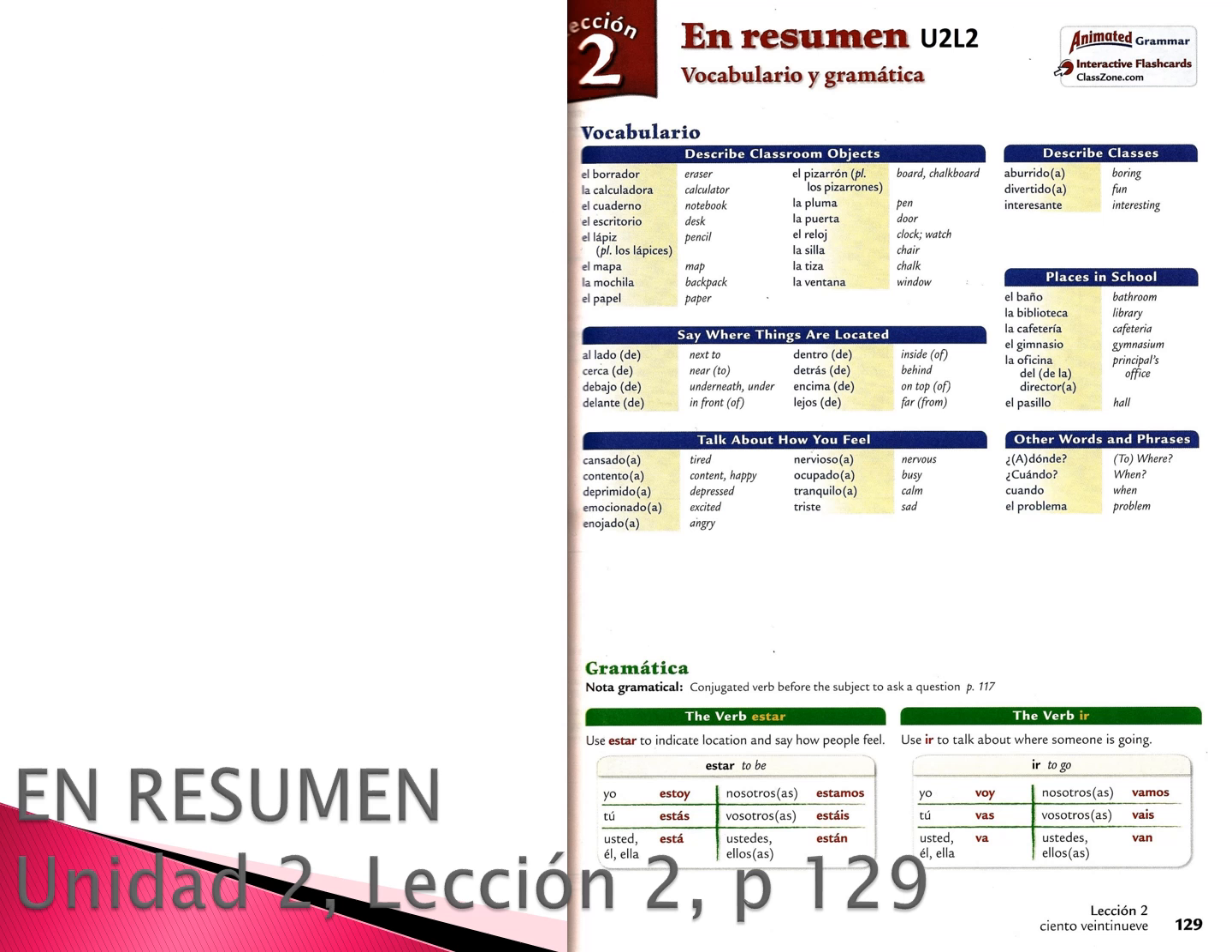Your en resumen may be found on page 129. This gives a synopsis of the new vocabulary in Spanish and in English for you.